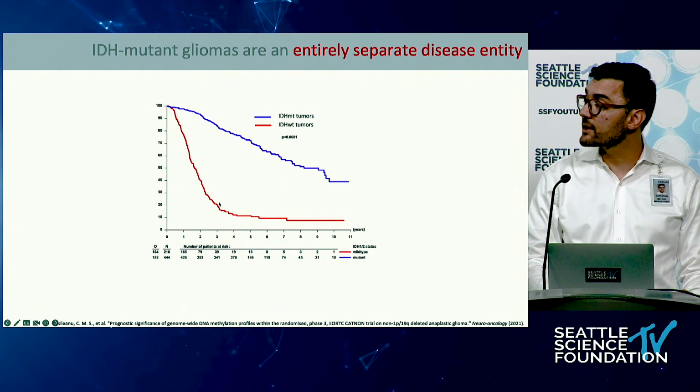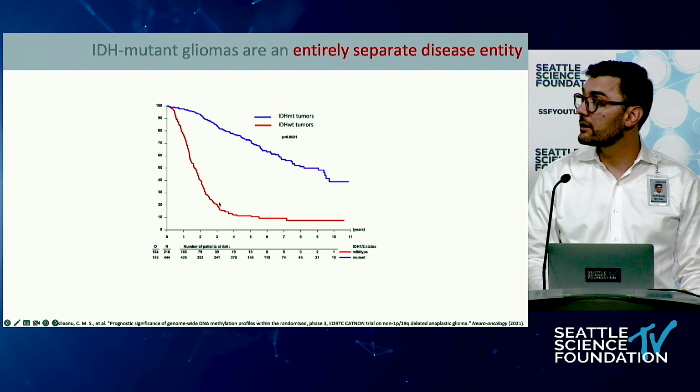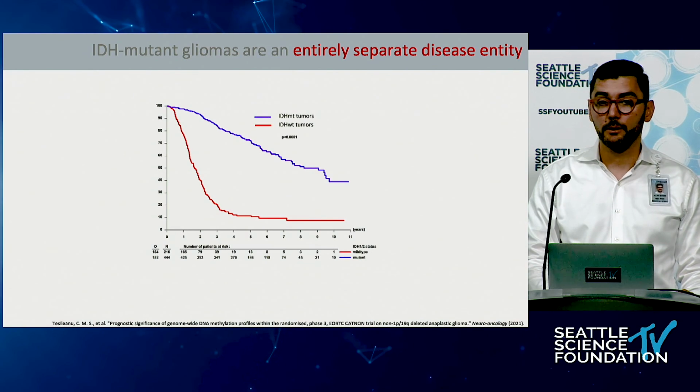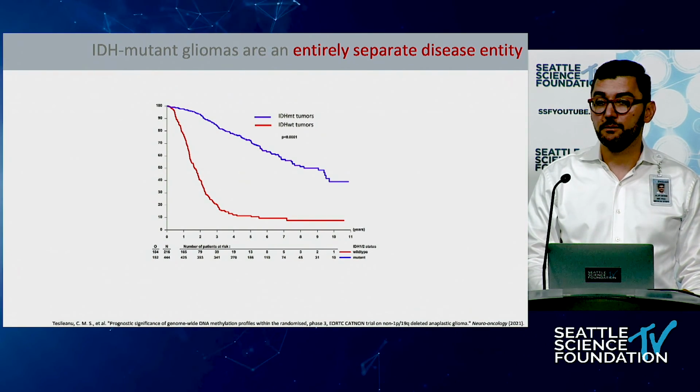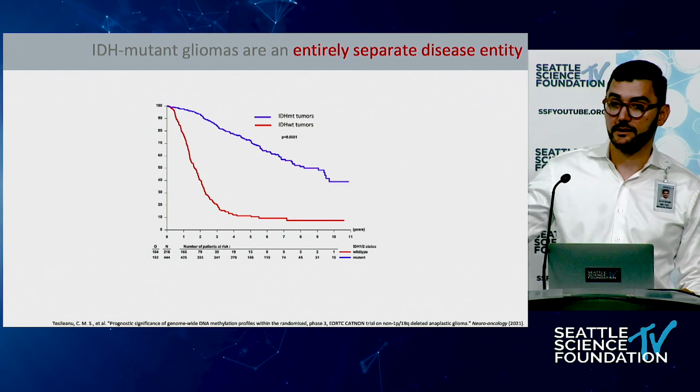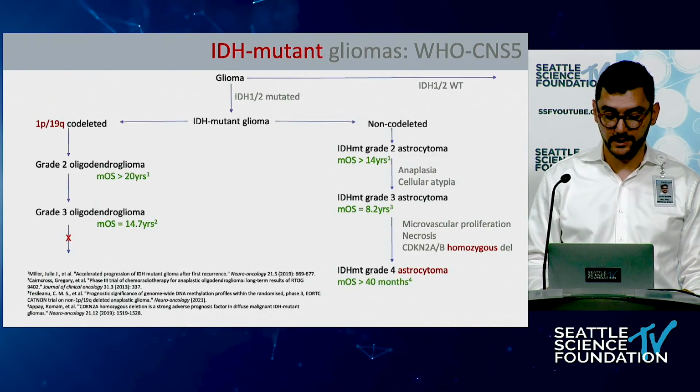These two curves depict the survival of patients who, in red, have IDH wild type, in this case, grade 3 astrocytoma, and in blue have IDH mutant grade 3 astrocytoma. So this one difference between what in the past we would have called similar tumors results in that difference in outcome. So these are not the same disease.